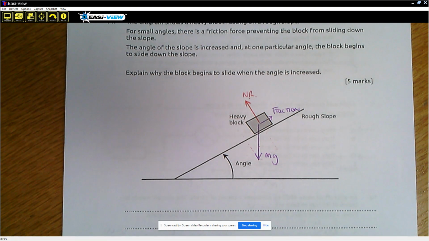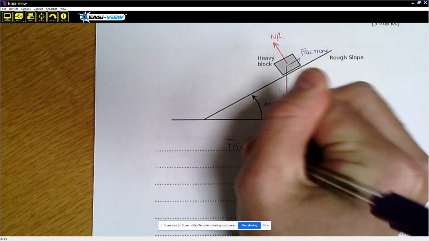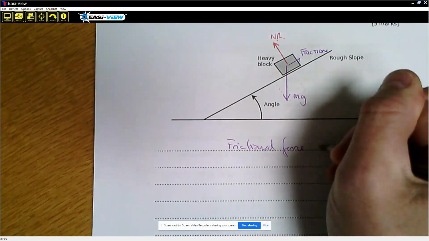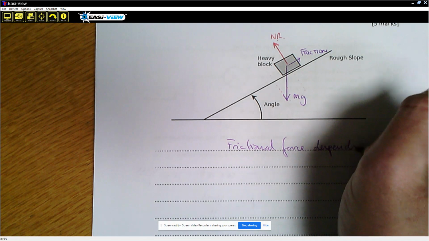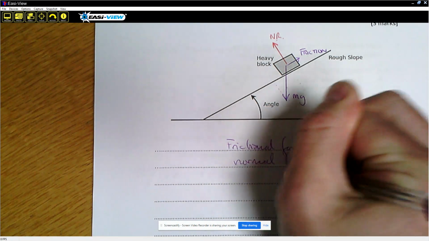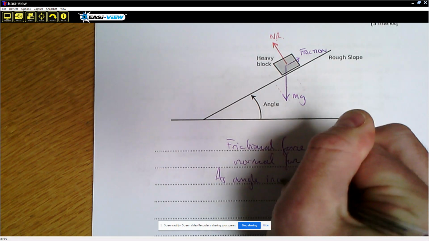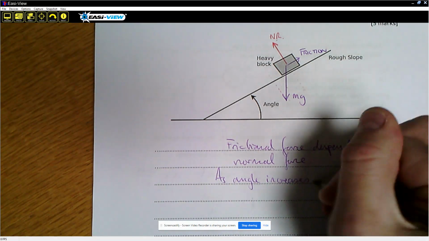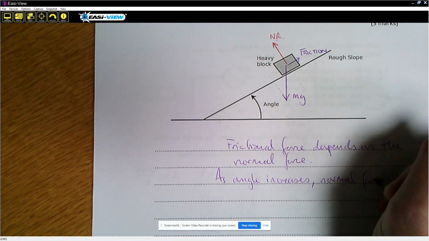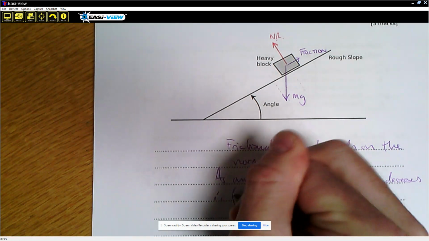So then we're looking for 5 marks worth of content to explain that. To get the marks, you need to say that the frictional force depends on the normal force. Then you might say, as the angle increases, the normal force decreases. Therefore, the frictional force decreases.